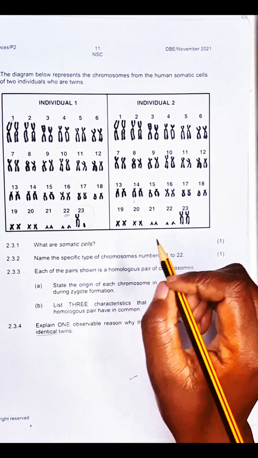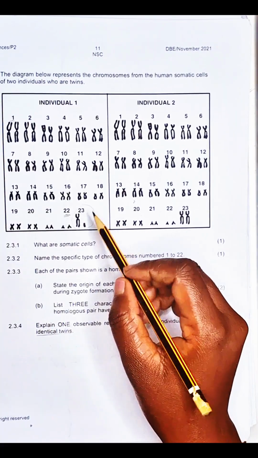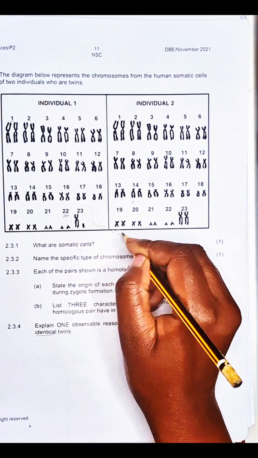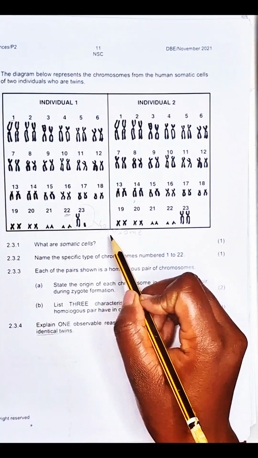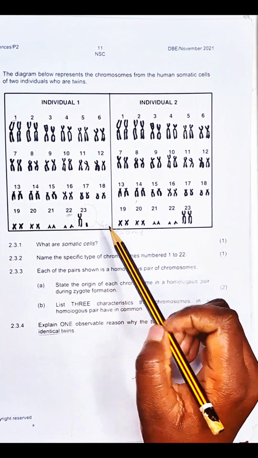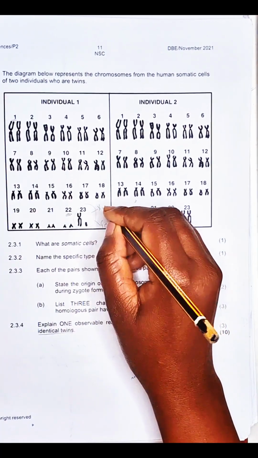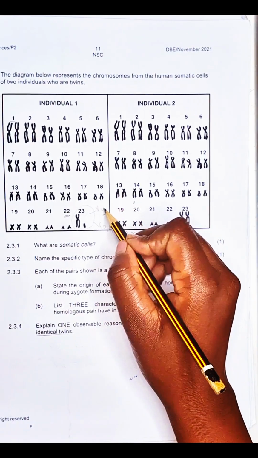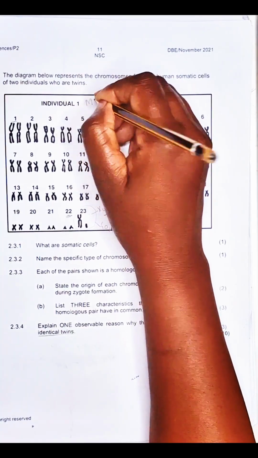But when we look at the last pair, which is pair number 23, this pair is known as the gonosome. This is the gonosome. So this one is the one that determines the gender. So when we look at individual one, we see that we have the XY chromosome. Now when we have the XY chromosomes, it means that individual one is a male.